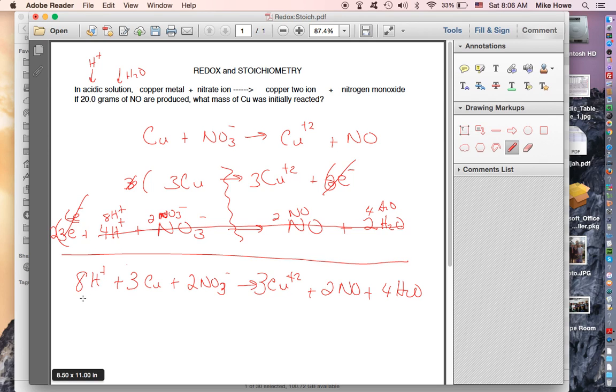All right, so now we need to do the stoichiometry. So we've got 20 grams of NO. In stoichiometry, the first thing you always do is change to moles. So you're going to have grams here, moles here, and 1 mole would be 30 grams. We know that because oxygen is 16, nitrogen is 14, and 16 and 14 is 30.